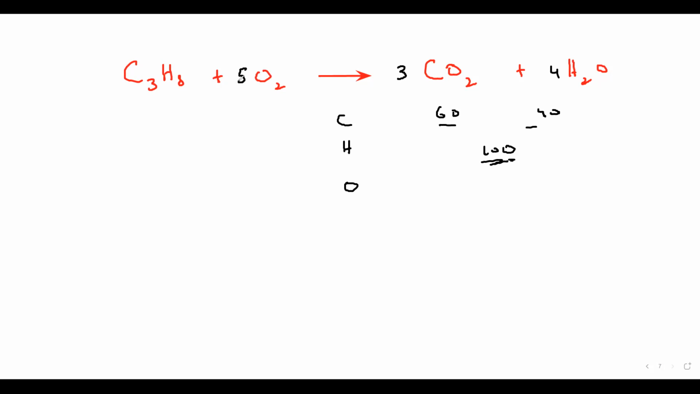So in this equation, we don't have to multiply by 2 because we are using a whole number to balance oxygen. Whenever we are using a whole number to balance oxygen, we don't have to multiply by 2.